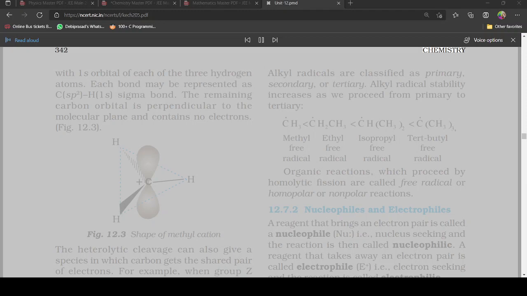with the 1s orbital of each of the 3 hydrogen atoms. Each bond may be represented as C(sp2)-H(1s) sigma bond. The remaining carbon orbital is perpendicular to the molecular plane and contains no electrons.